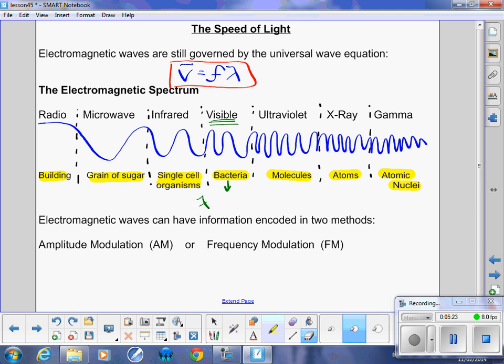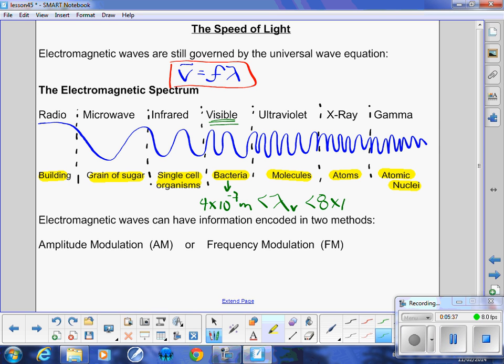So what are we looking at for an approximate wavelength here? So lambda, within our visible spectrum, approximately 4 times 10 to the negative 7 meters. I'll put lambda visible to 8 times 10 to the negative 7. All right, so that's approximately the lambda for light waves that we can see.